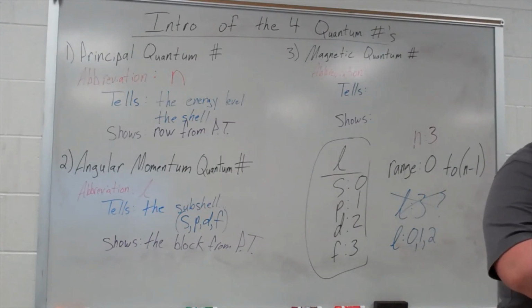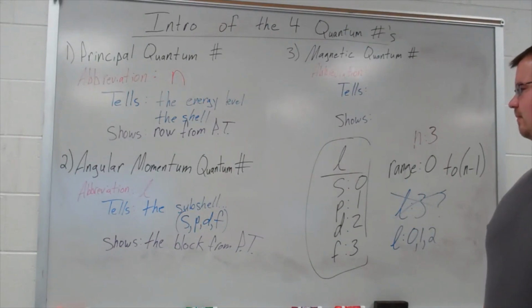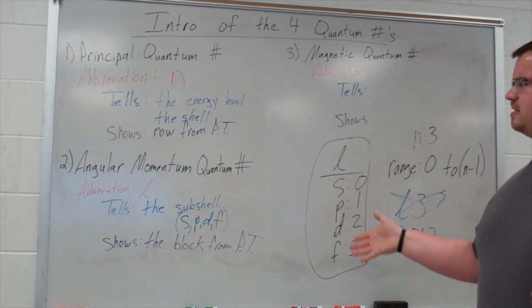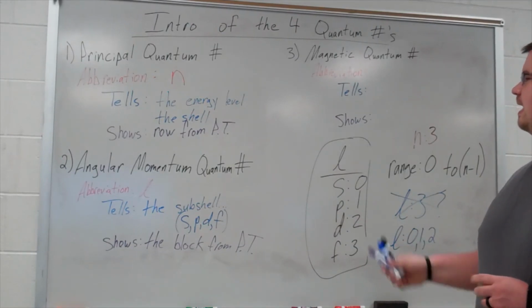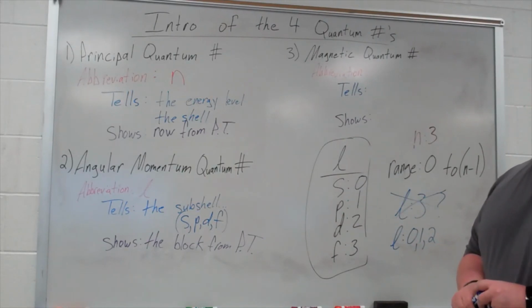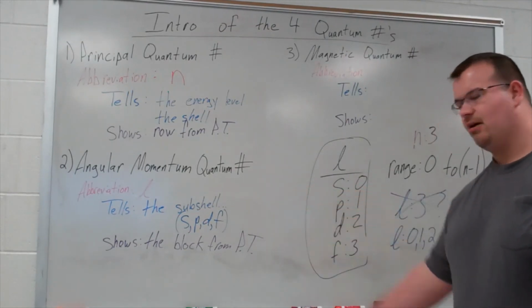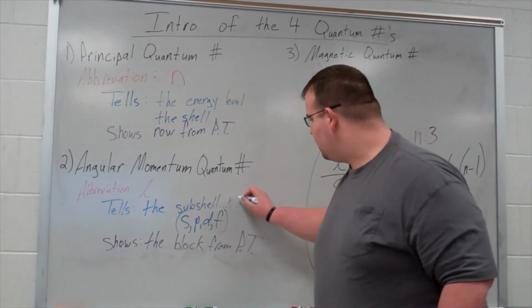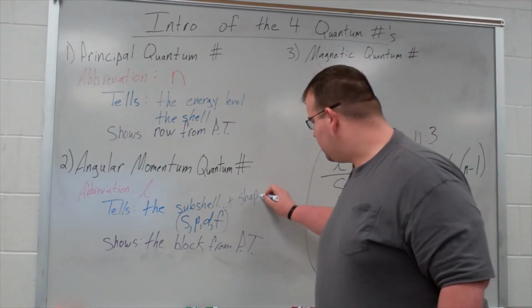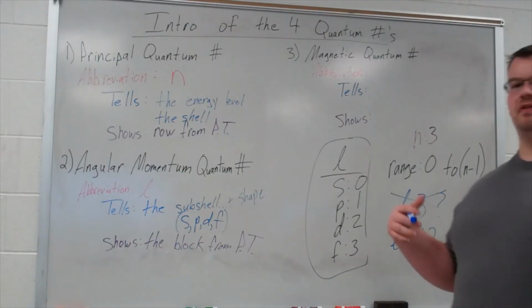Within this, the angular momentum quantum number not only tells us the subshell, which is told with the s, p, d, or f, but it also tells us the shape, and every one of those has a different shape.